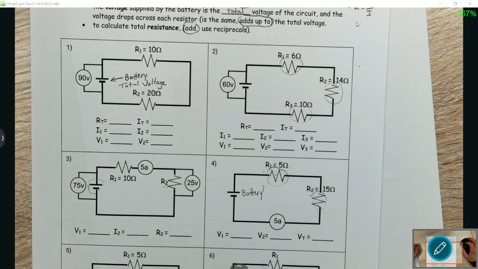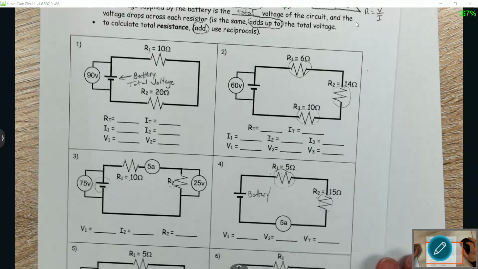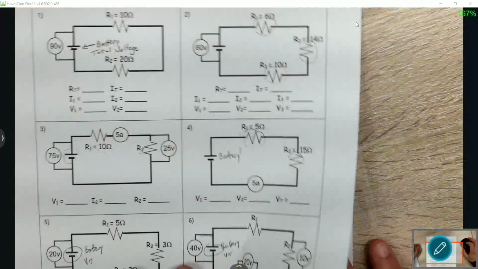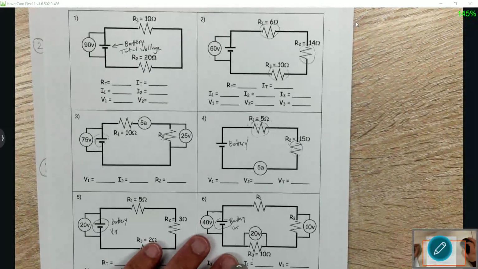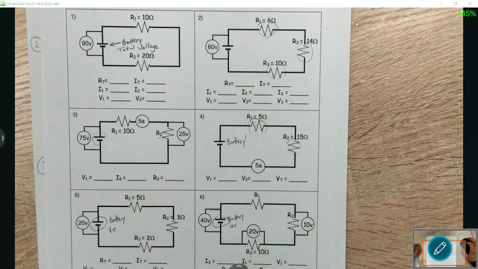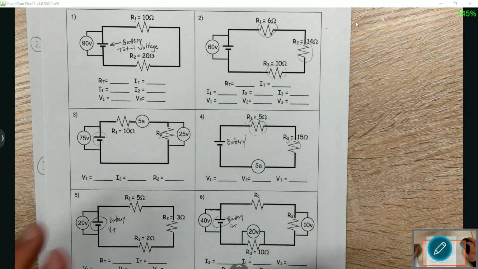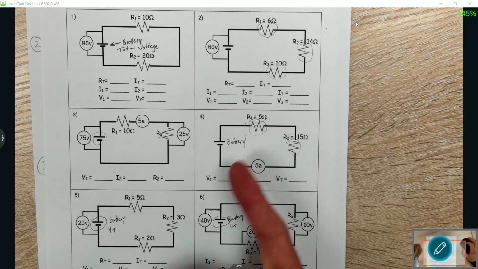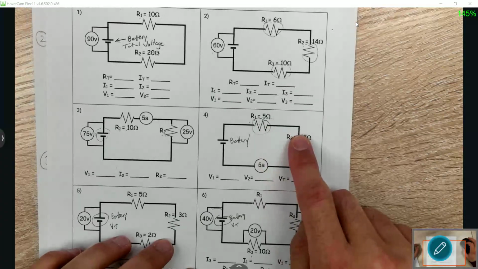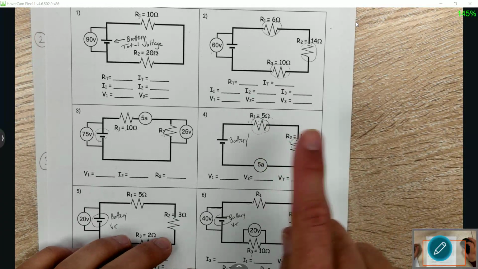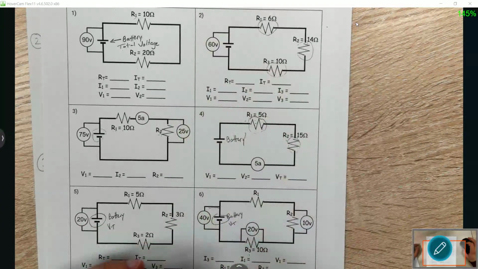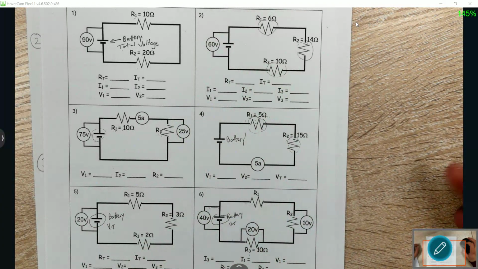You guys will have to complete, we didn't do numbers, which ones? We didn't do 2, 4, or 5. I would like you to please complete full VIR tables for those three problems: 2, 4, and 5. So 2 and 5 are done just like your example. You have 2 resistors, so you can add to find the total. You'll know what the total current is. All the currents would be the same. And then to find all your voltages, current times resistor, current times resistor, etc. Okay?